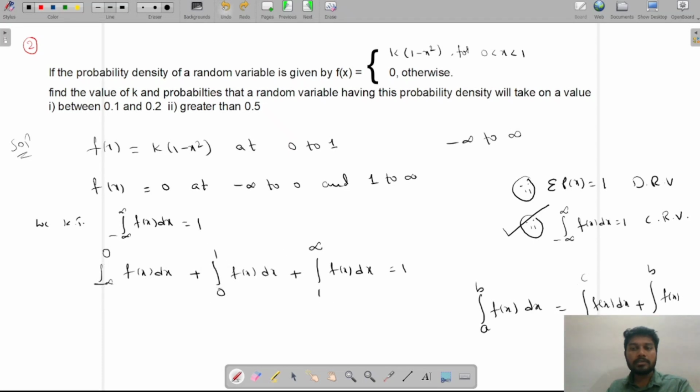Because, can anyone guess what is the reason to write like this? Because the f of x value is not given directly between minus infinity to plus infinity. This is the reason for splitting my given formula. Okay, right.